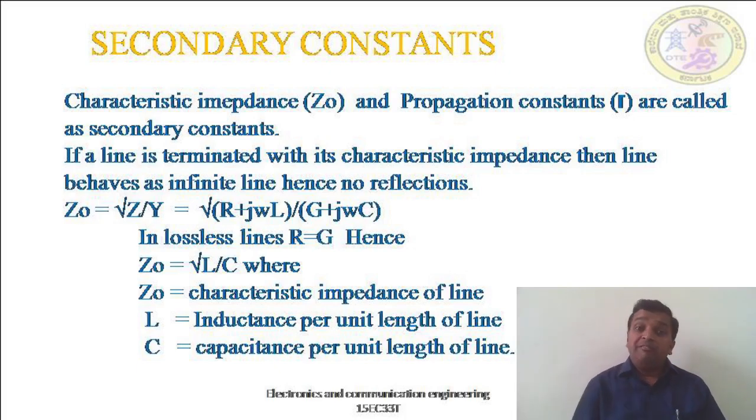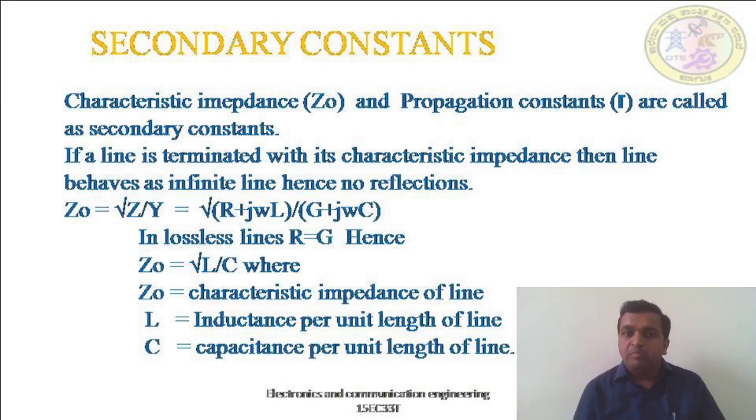I told for lossless lines. Lossless means what? There is no reflection. So what do you mean by characteristic impedance? I told secondary constants are two. One is characteristic impedance and the other is propagation constant. Characteristic impedance is nothing but square root of Z by Y. I told Z and Y are very important. What do you mean by Z here? Z is the series impedance, divided by the shunt admittance.